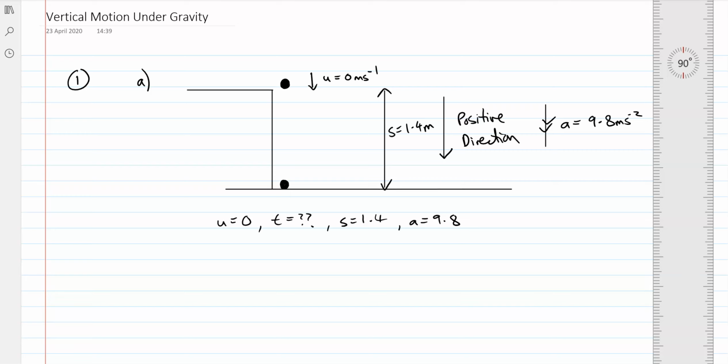We could kind of draw this horizontally if we wanted to, but it makes more sense with gravity to draw it up and down. So we've got S, U, and A. So we're going to look through our equations. If you want to write them out at the side to help you identify which one to use, then you can do.